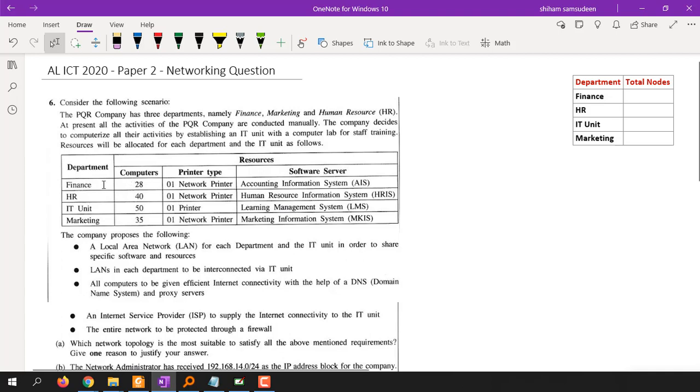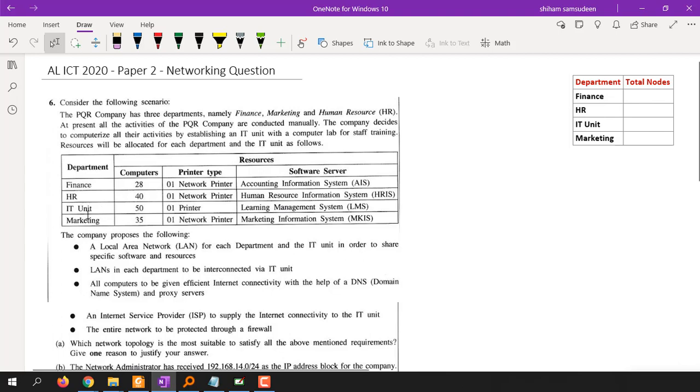So the finance department, they need 28 computers, and there's 1 network printer and one software server, that is accounting information system. So altogether we can see 28 plus 1 plus another server. So there are 30 resources that are required for finance. Similarly, for HR, we have 40 plus a network printer and a HRIS server, so human resource information system. So this is a software server that is required. So 40 plus 1 again, that's 42.